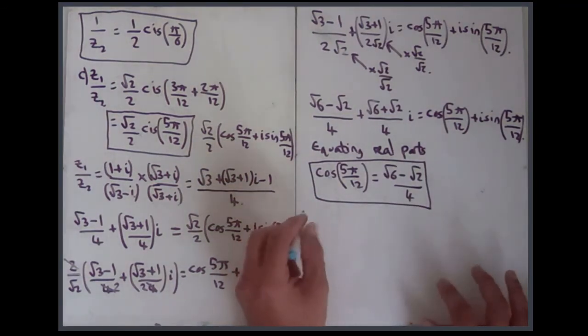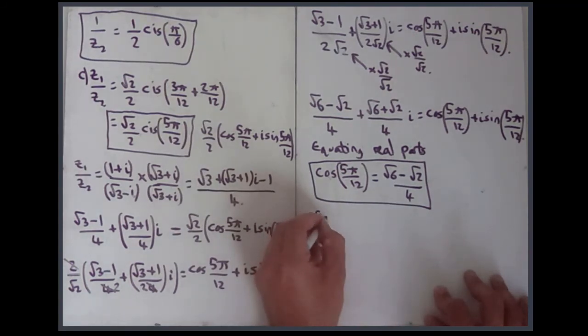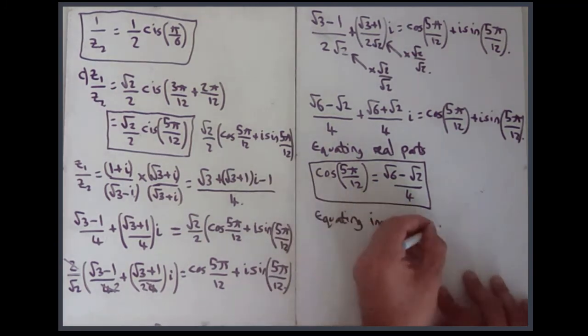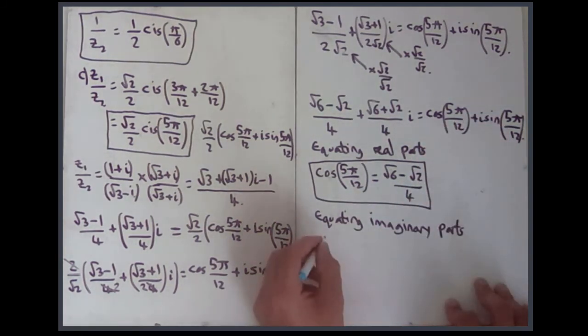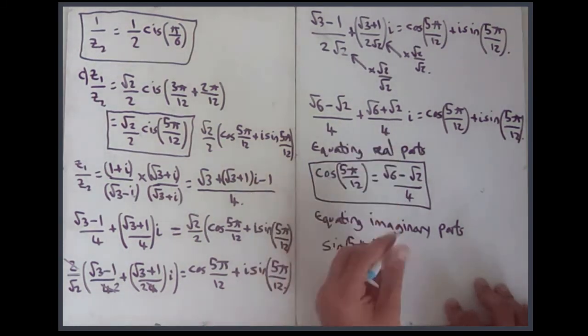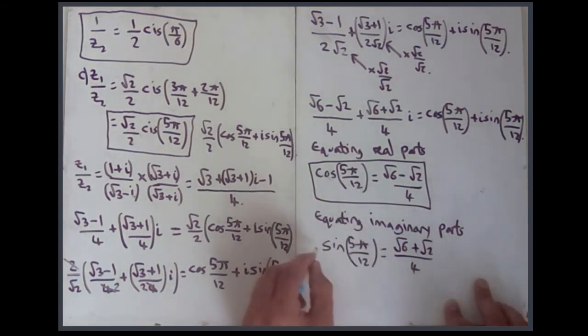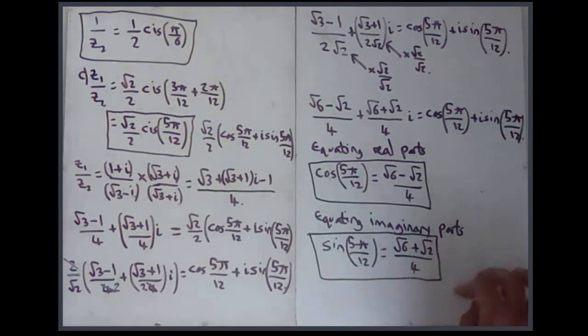And the second part, we need sine 5 pi by 12, so equating imaginary parts. Okay, on the right hand side we have sine 5 pi by 12, and on the left hand side root 6 plus root 2 over 4. So sine 5 pi by 12 must equal root 6 plus root 2 over 4.